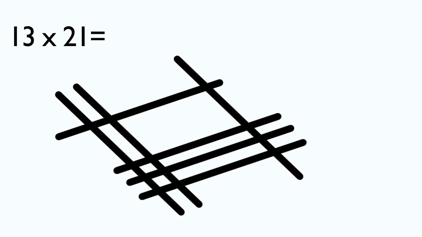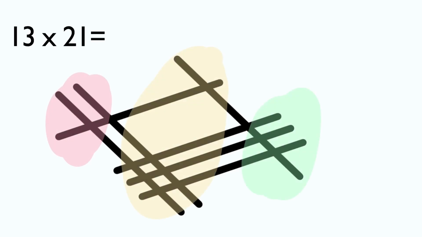Once we have drawn it out, we need to separate it into 3 separate zones where the lines cross, like this. Starting from the right hand zone, we need to count how many lines crossed. In this case, 3. We write that here and move to the next zone. Again, we count how many lines crossed and write it on the top.